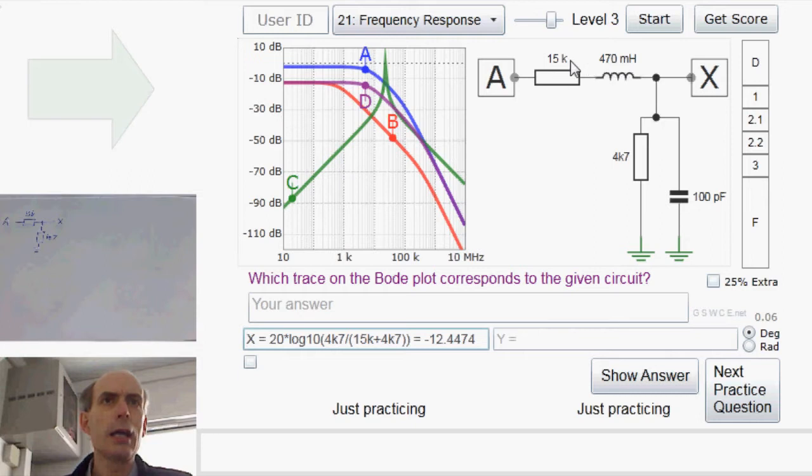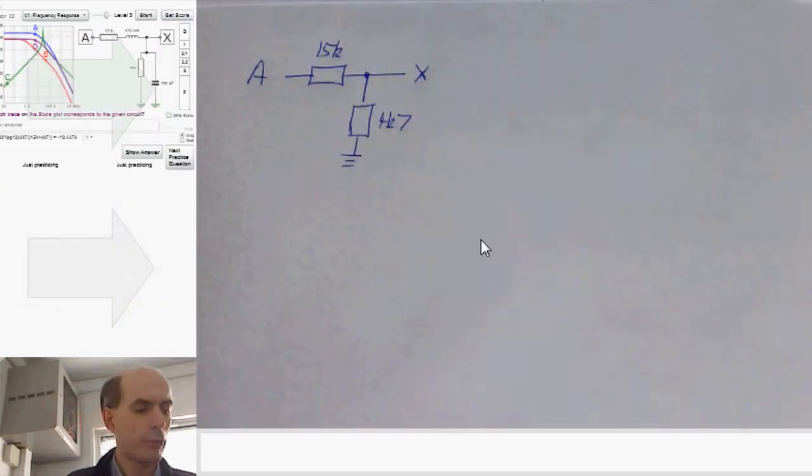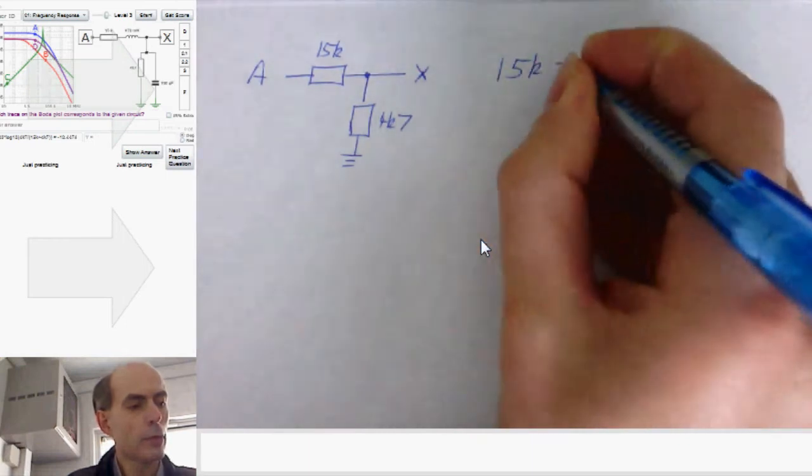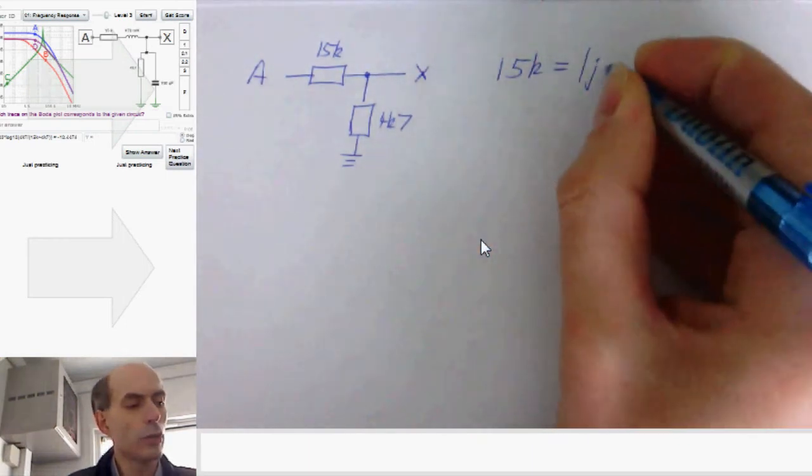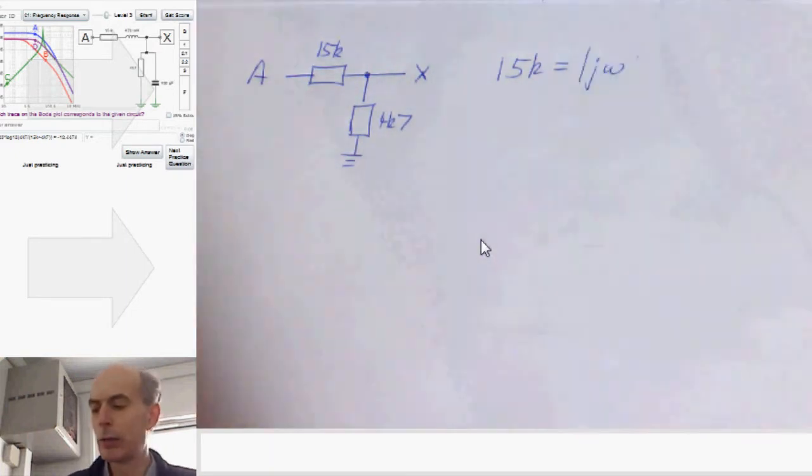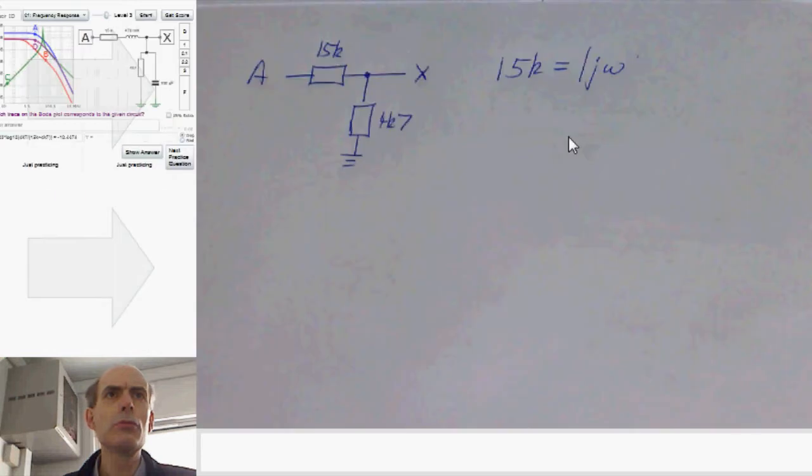Here we have a Z1, if you like, the top term of our potential divider equation, which is going to start off at 15K, and as the frequency increases, it's going to get bigger. And the point where that doubles would be the point where the impedance of the resistor and the magnitude of the impedance of the inductor are approximately the same. In other words, that would be the point where the 15K was equal to the magnitude of j omega L, and the L is 470 milli.